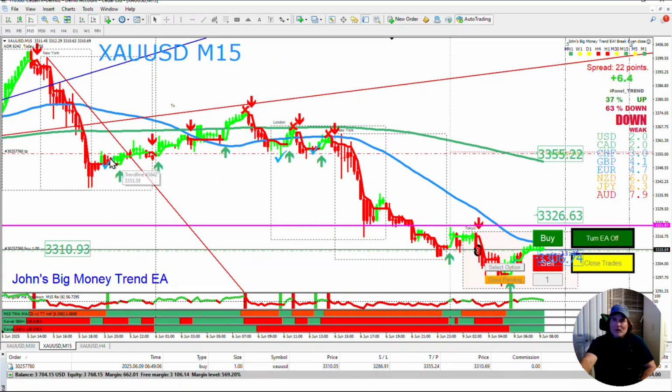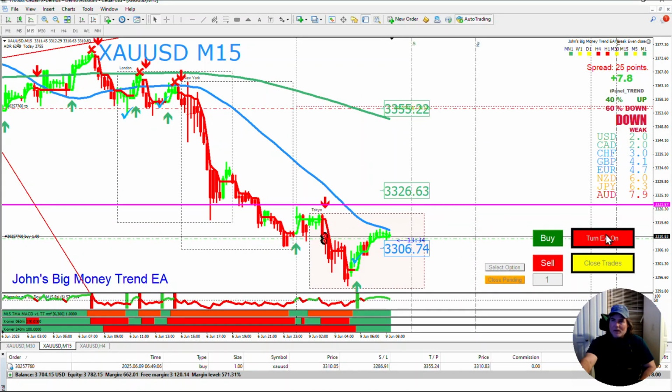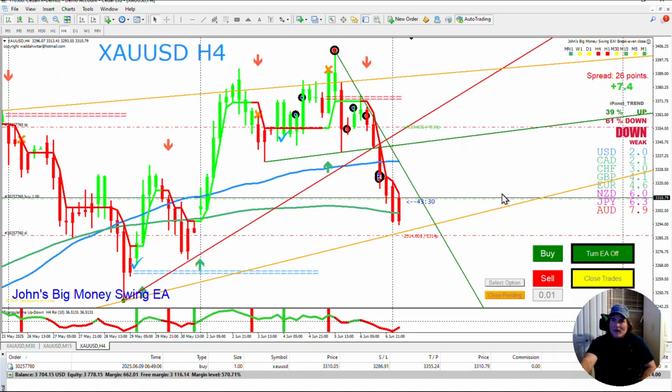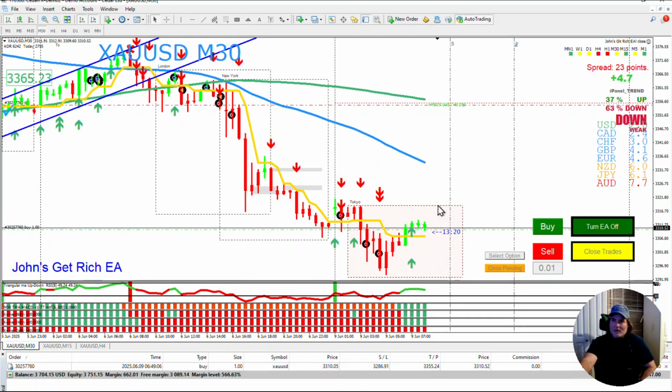This one is for you to trade manually. And if you're not trading manually and you've got the other ones going, turn it off. So if I have the swing trade going, which I do, and it's trading for me, I can let this run and then turn off my manual trading if I'm not trading. If I'm trading, I can turn it on. And then the Get Rich I have over here, it's running too, so they can all run for me.